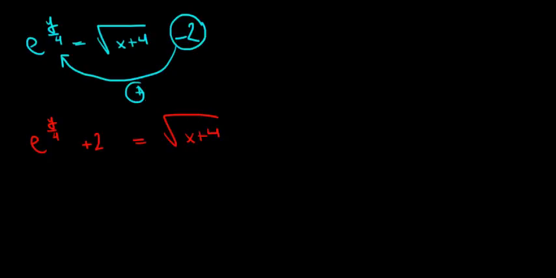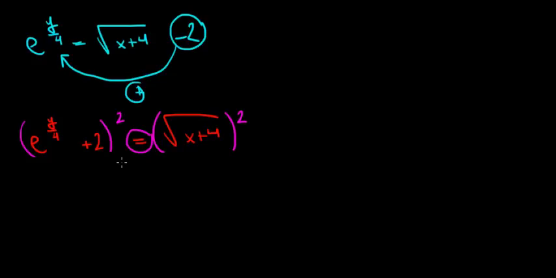How can we get there? Well, because we have a square root, we can get rid of the square root. How can we get rid of a square root? By taking it to the power of 2. And remember, it's an equation, so what we do on the right side, we must do on the left side as well. So we take both sides to the power of 2.